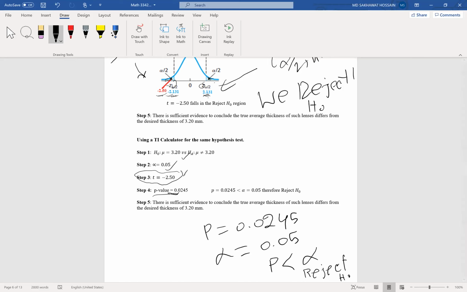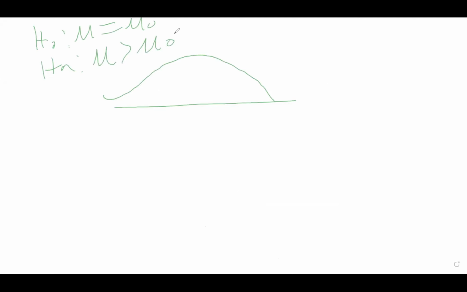Actually, why do we reject H0 when p is less than alpha? There is a reason. I'm explaining a little bit. For example, if our test is like this, mu equals mu naught, and the alternative is mu greater than mu naught, so this is a one-tail test, right? So this is our Z or T alpha, whatever it is. For example, this is Z alpha. So this is our rejection region.